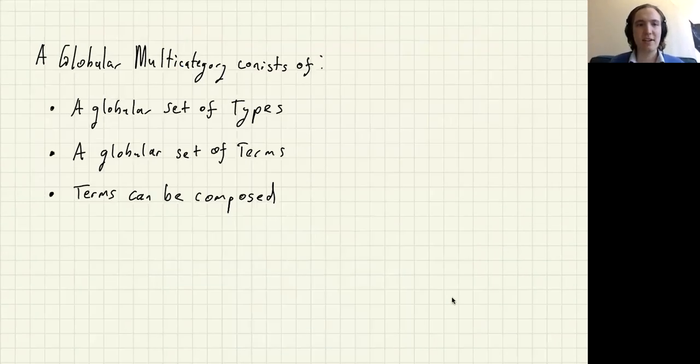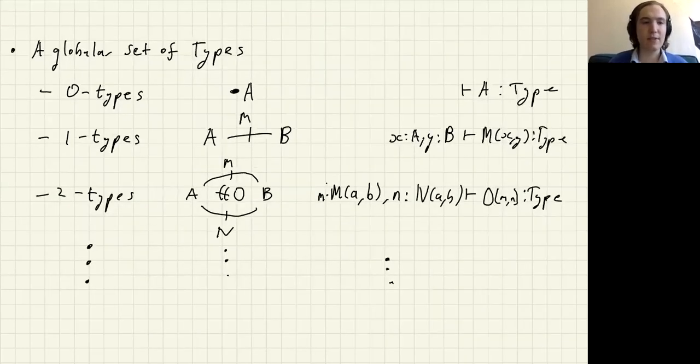So a definition, a globular multi-category consists of two globular sets, a globular set of types, and a globular set of terms. And the terms have a kind of multi-category-like composition. So let's look at those two things in detail, and I'll introduce some terminology. So first, the globular set of types. We'll call the 0 cells 0 types, and the n cells n types, and so on. And we'll depict these cells as follows. So we'll just depict 0 types by points, and 1 types as horizontal arrows between 0 types. And 2 types are then globular cells between 1 types.